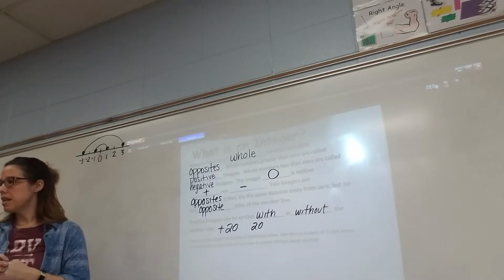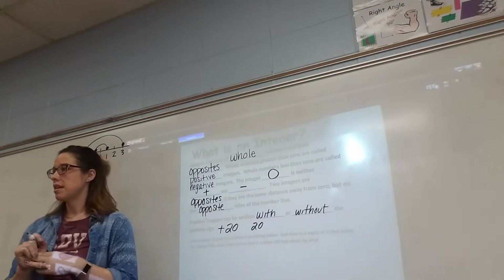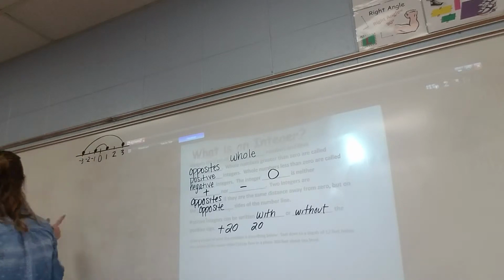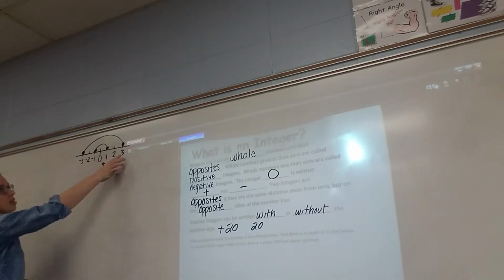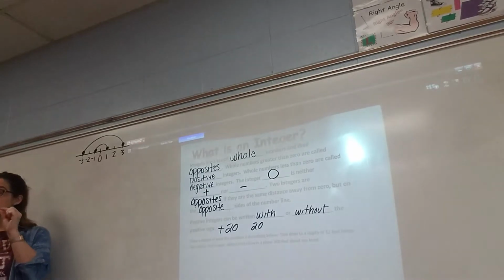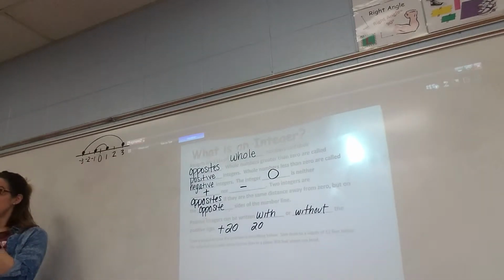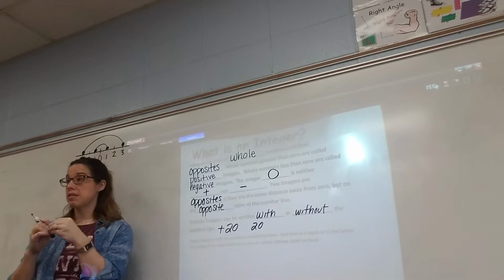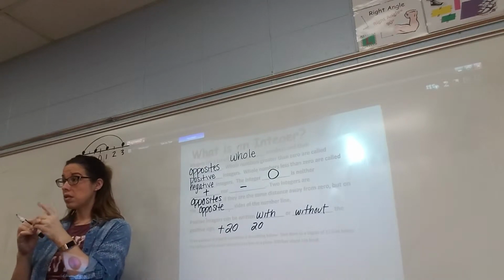Now, something to talk about with opposites. If I go back to this, I'm going to use 3 and negative 3. Whenever you add a number and its opposite together, it's always going to equal 0. So let me show you.